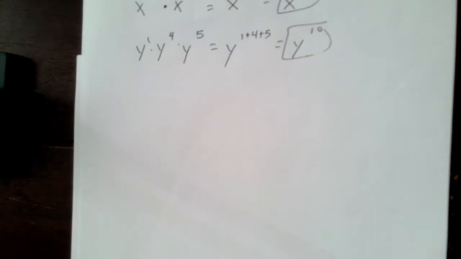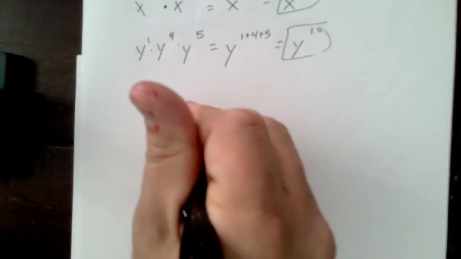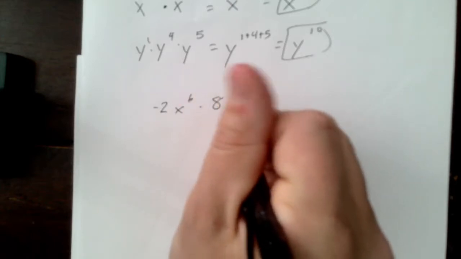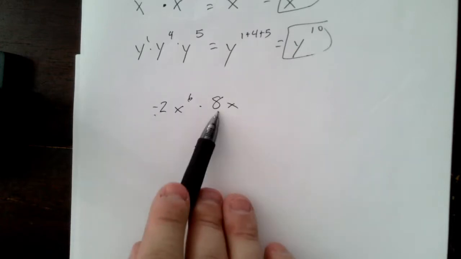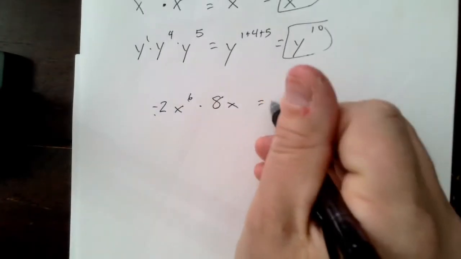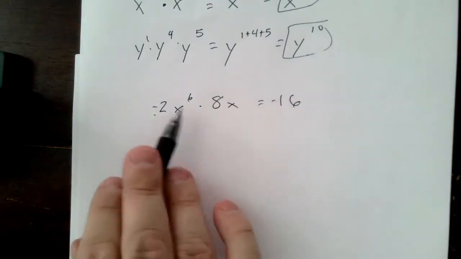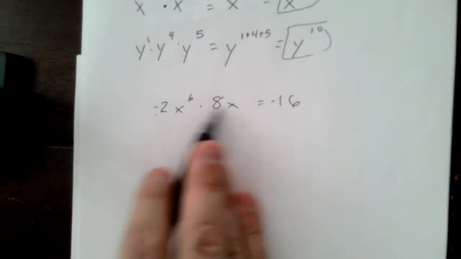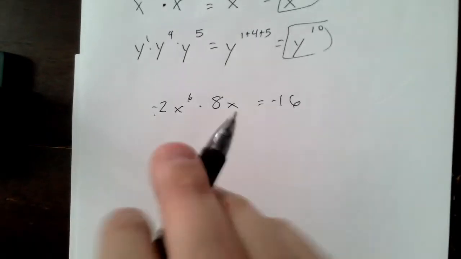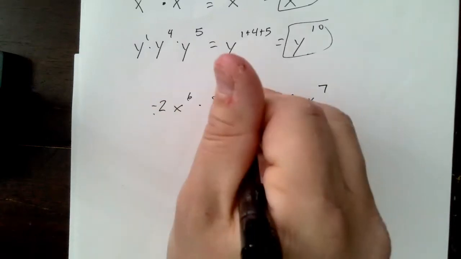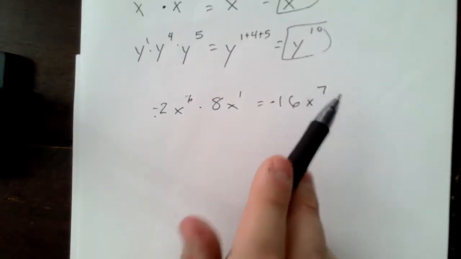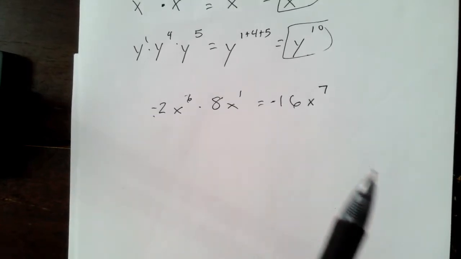So, if I have, let's get one with some numbers in front here. If I have negative 2x to the 6th times 8x. Now with numbers in the front, nothing changes. We're still going to multiply these two numbers together to make negative 16. And then we have x to the 6th times x to the 1. They're both x's, so we can multiply them together. So x to the 6th times x to the 1st becomes x to the 7th, because 6 plus 1 equals 7. Alright?